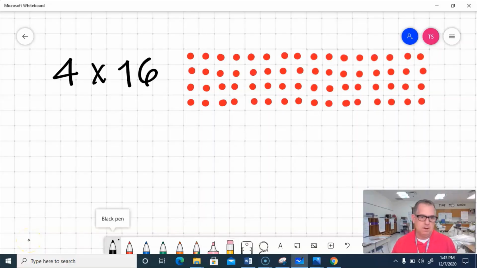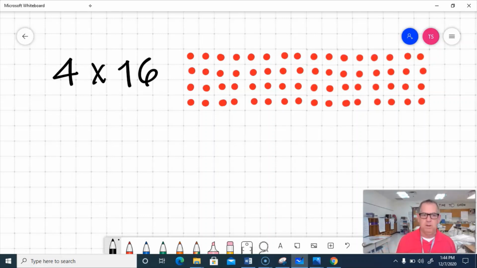Okay, we got a problem right here. The problem we have is 4 times 16. And 4 times 16, you see I've done an array over here to model 4 times 16. And that'd take quite a while to count up. We could definitely go through and count each one, or we could do the standard algorithm. We'll try the standard algorithm along with this.